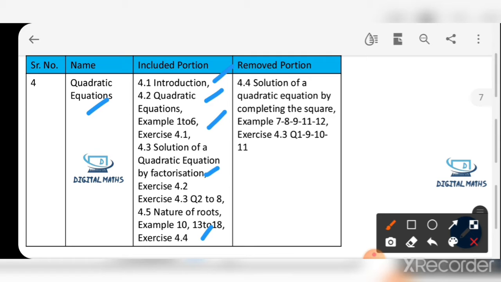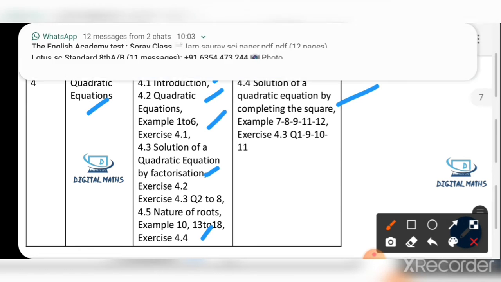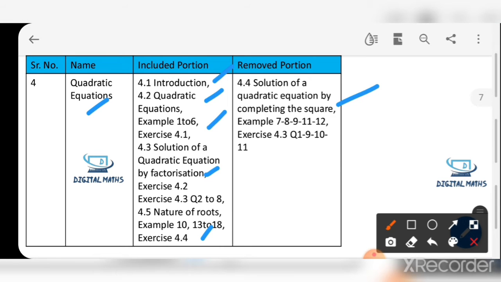Exercise 4.4 is removed. What is the removed portion? 4.5, solution of the quadratic equation by the completing the square method. Friends, it is a very useful method for all standards. It is removed from chapter number 4, quadratic equations, and it is also a very important method. Examples 6, 7, 8, 9, 11, 12.